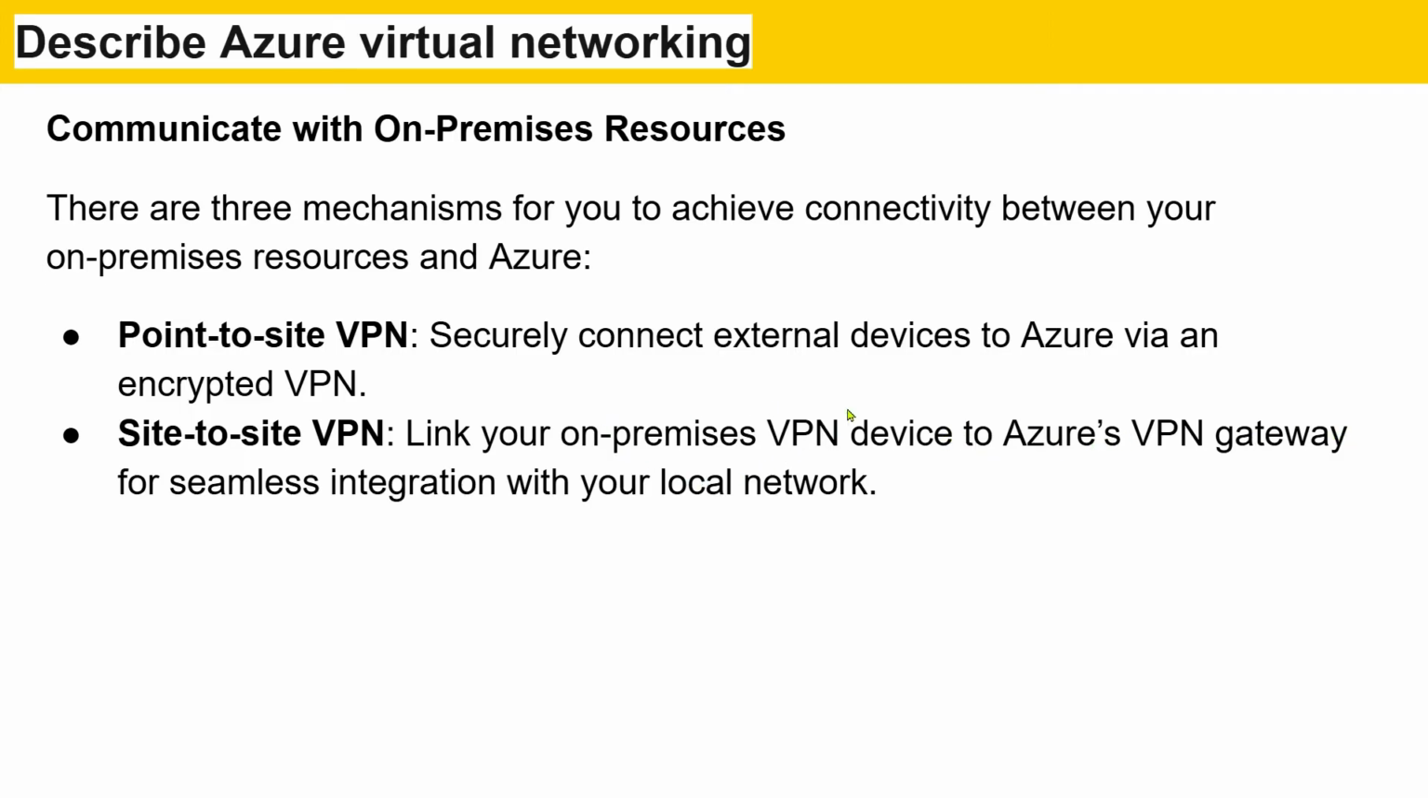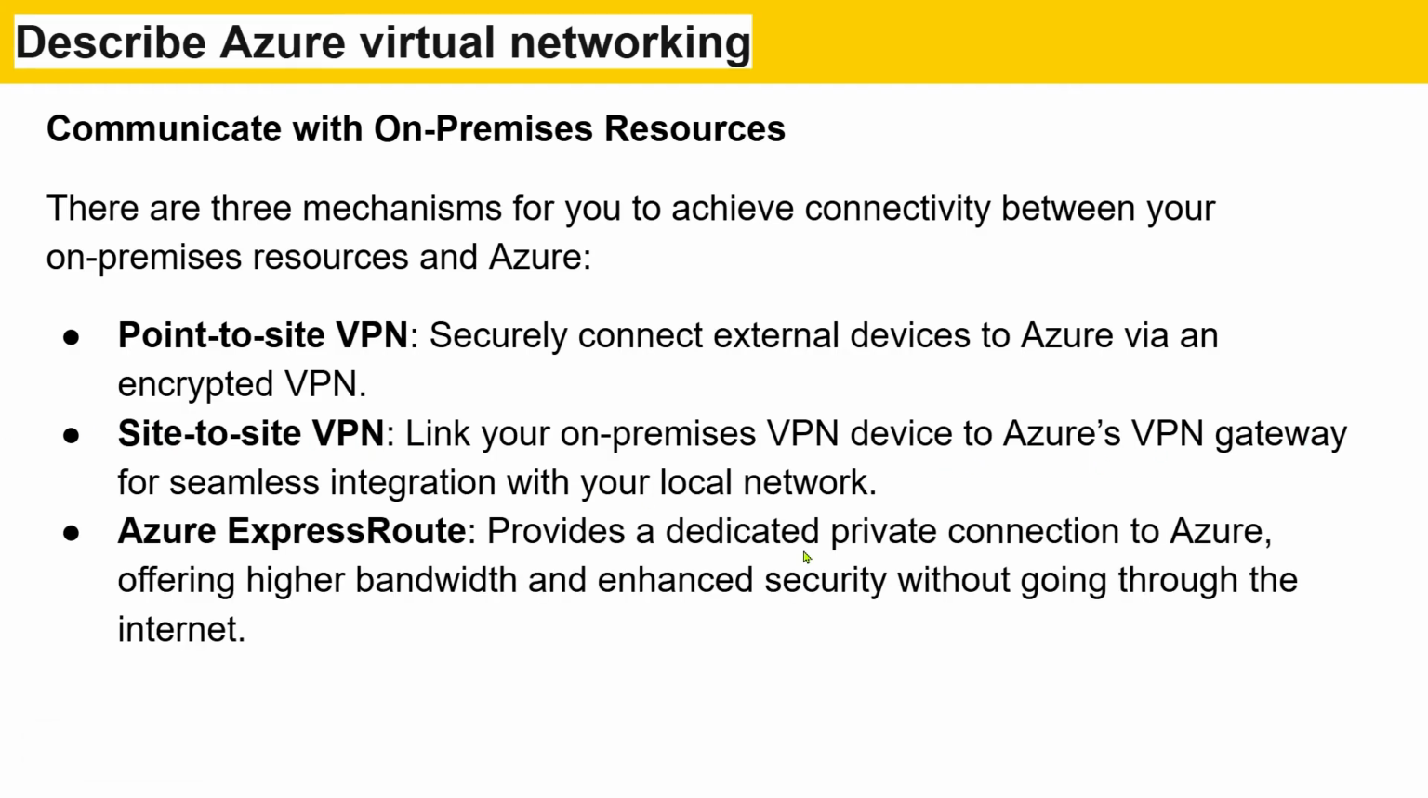So you have certain on-premise VPN to VPN you are connecting. So that is called site to site. The other thing is Azure ExpressRoute. So point to site, Azure ExpressRoute. This provides a dedicated private connection to Azure, offering higher bandwidth and enhanced security without going through the internet.